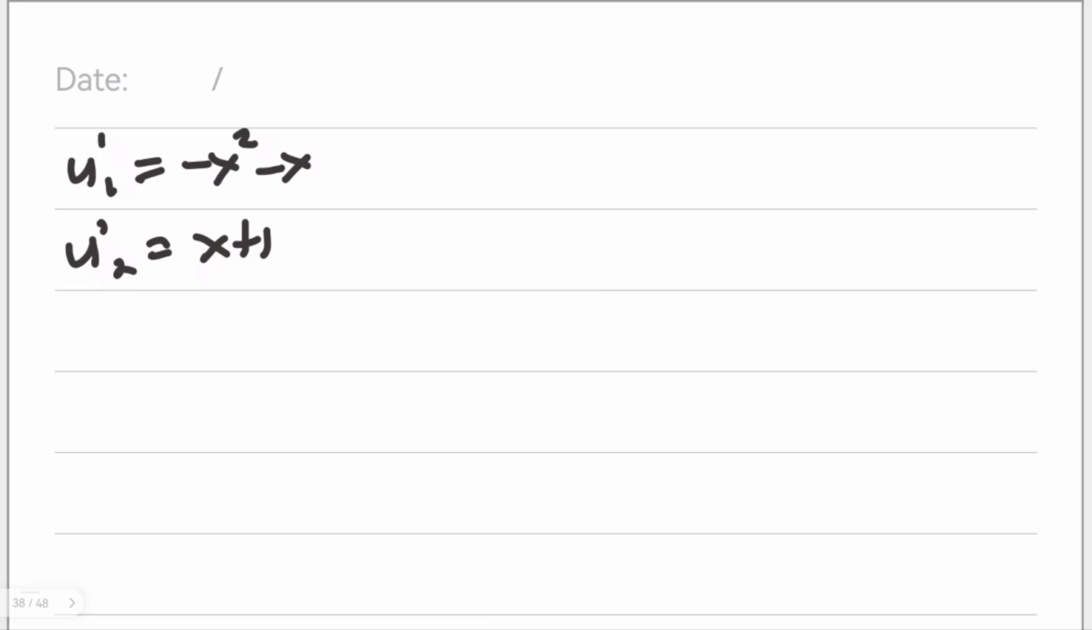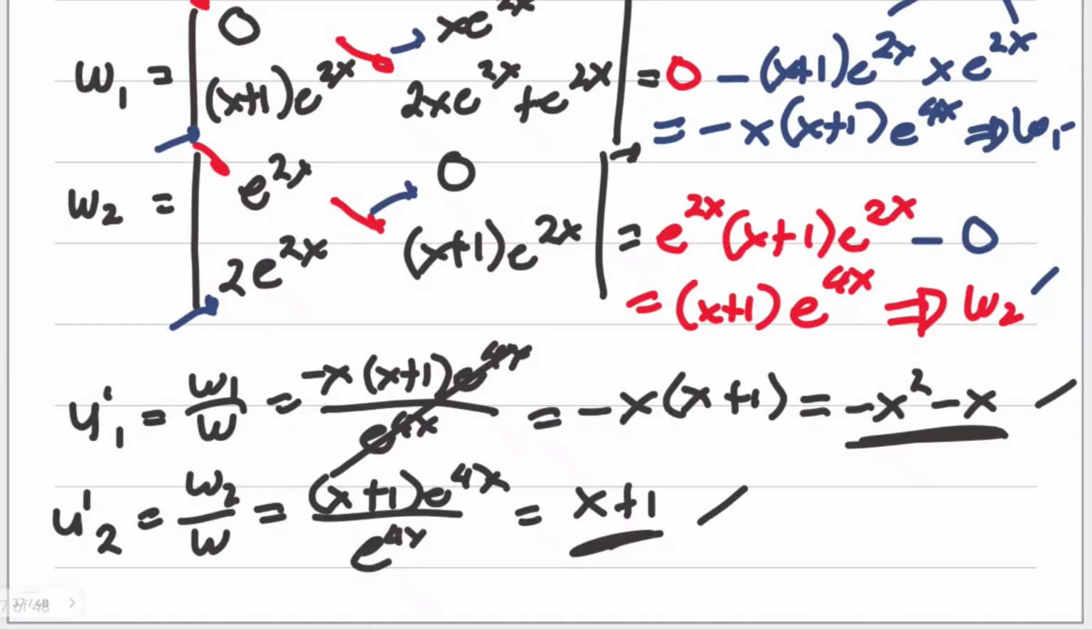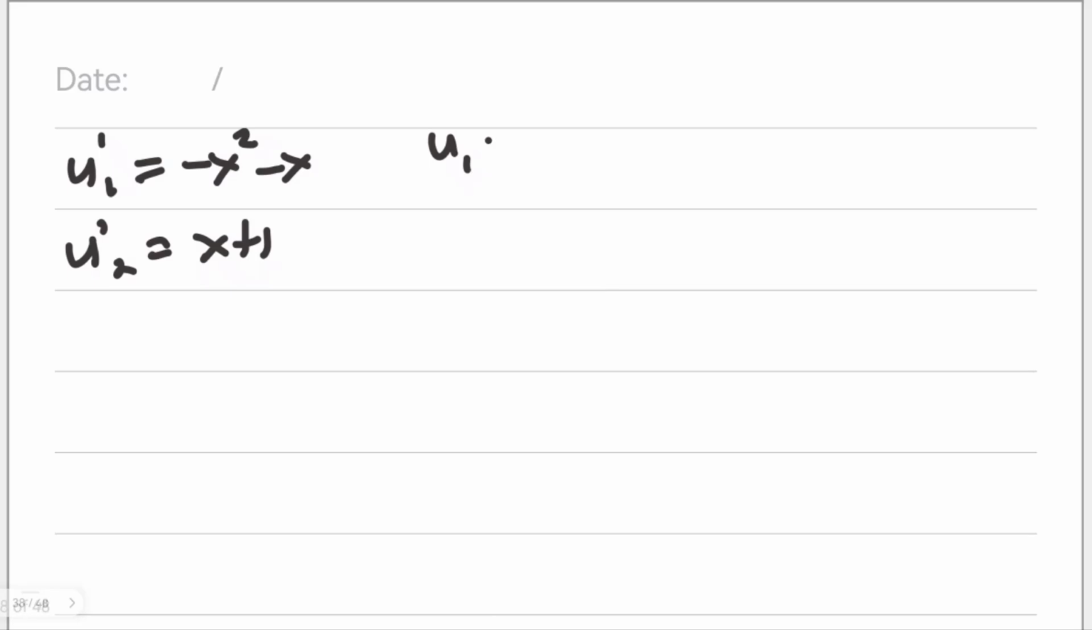So what we need to do, let me check again. Yeah, that's correct. Minus, minus, and then positive and positive. The next part here is to come up with our u sub 1. So simply take the integral of u prime sub 1.